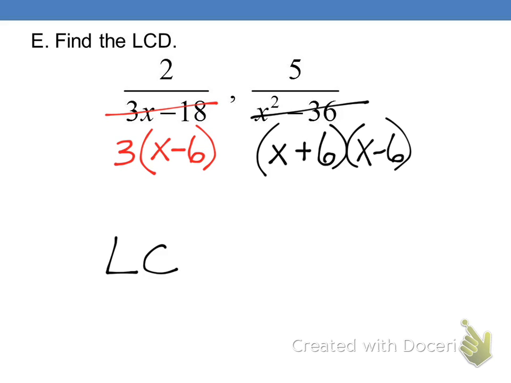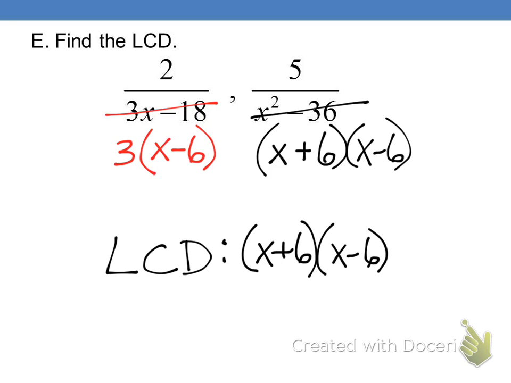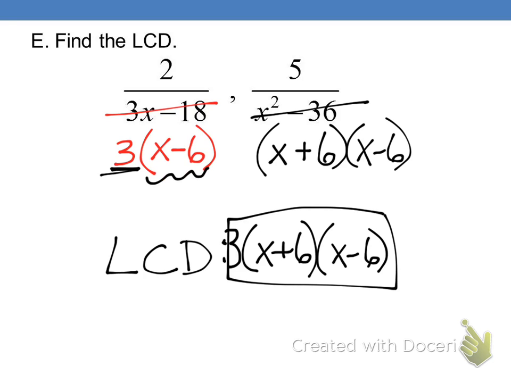So my LCD. What do I need in my LCD? X plus 6. I need an x plus 6 for sure. What else do I need? I need an x minus 6 for sure. What else do I need? A 3. So each piece has to be there. The 3 is there. That would cover any other 3's. The x minus 6 is there. That covers this x minus 6 as well. I need the x plus 6.